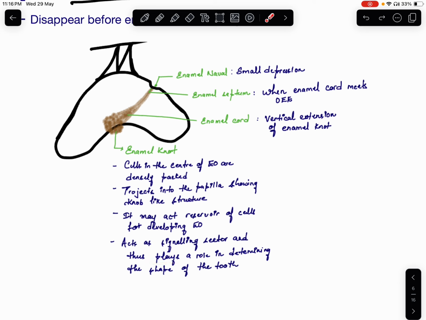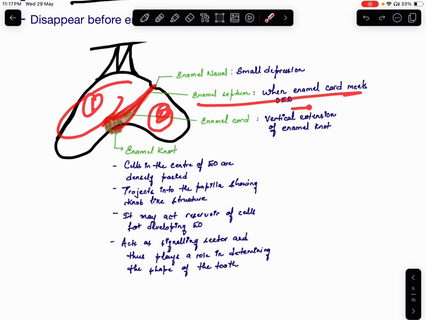Now moving on. This will have a vertical extension. I was just talking about this part, this was the enamel knot. Now this is the enamel cord. This is the vertical extension of the enamel knot. When this extension reaches the outer enamel epithelium, it is called the enamel septum, because at this point it has divided the entire enamel organ into two parts. So this acts as a septum, and this is called an enamel septum.